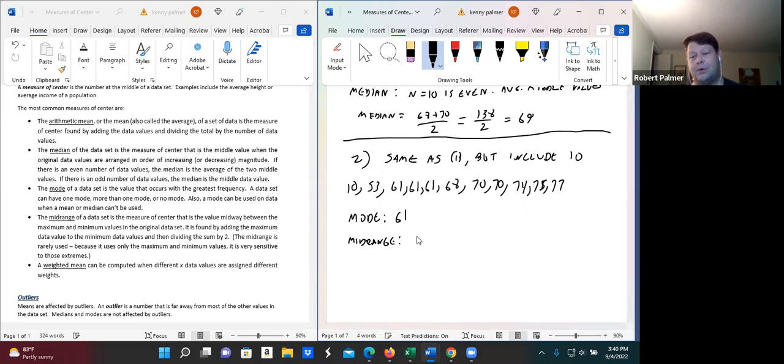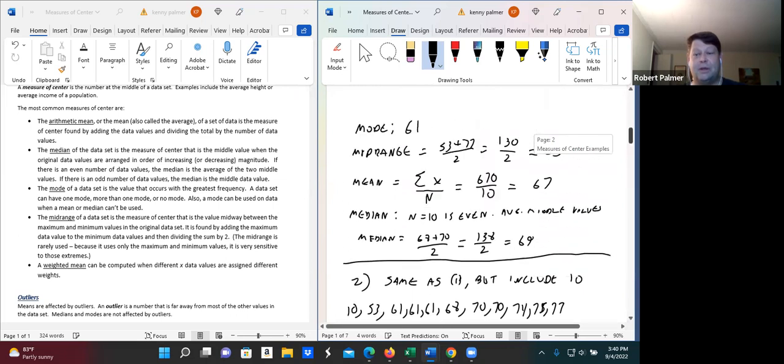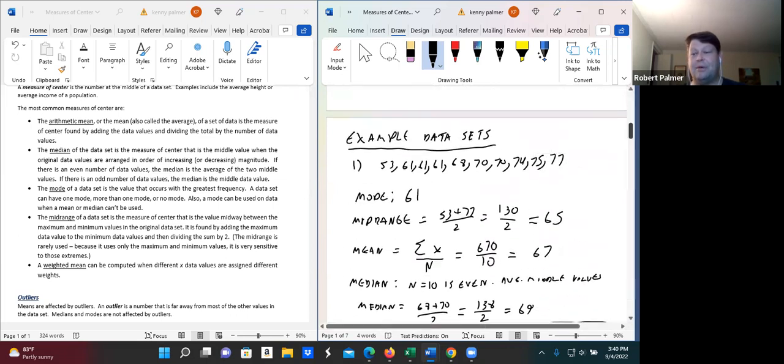Okay, so now it's going to be 10 plus 77. So the minimum number plus the maximum number divided by 2. And if we do that, that's going to be 87 divided by 2, which is going to be 43.5. Already we can see that's a big difference. The mid-range here was 65. Now it's 43.5.